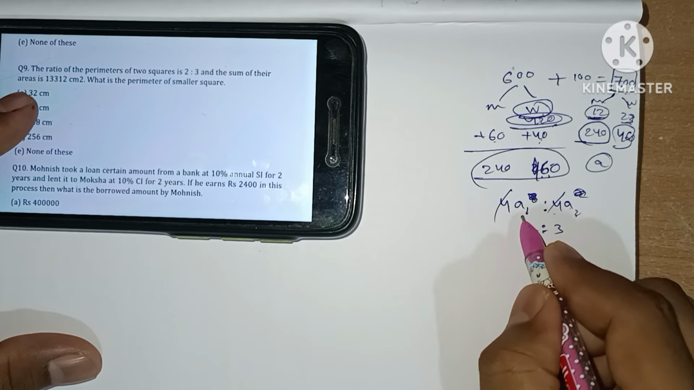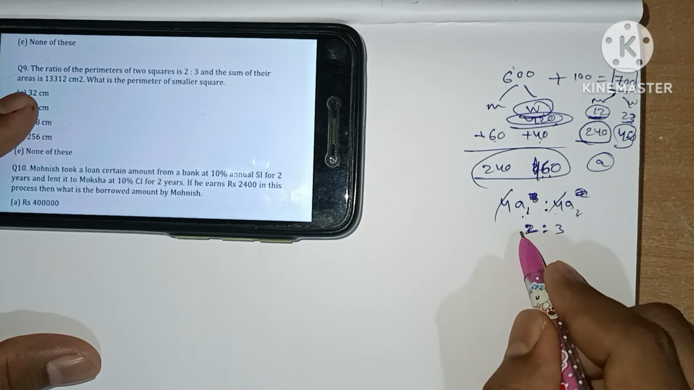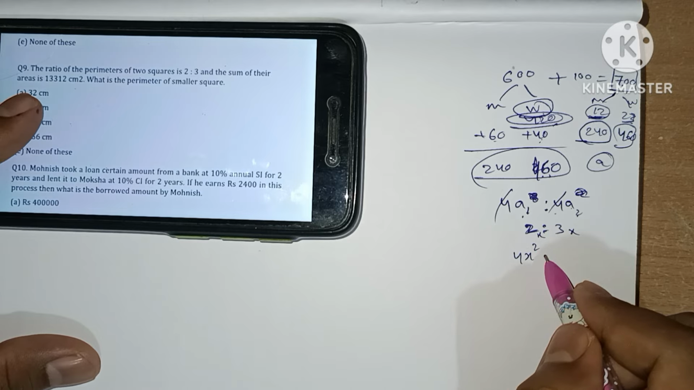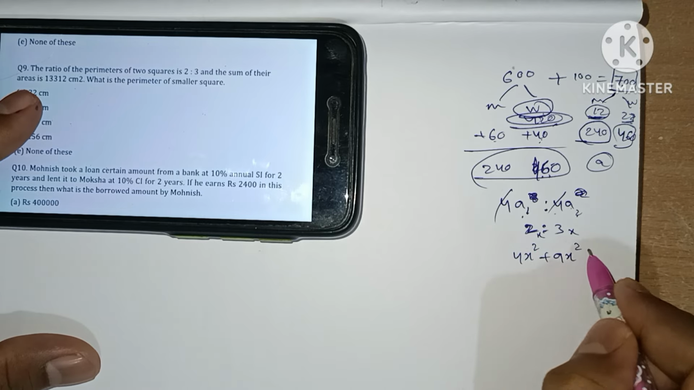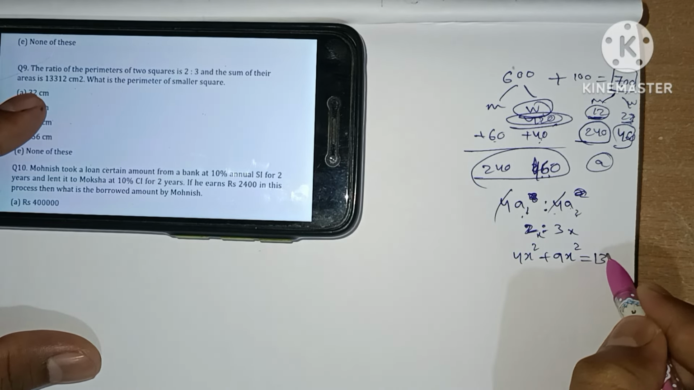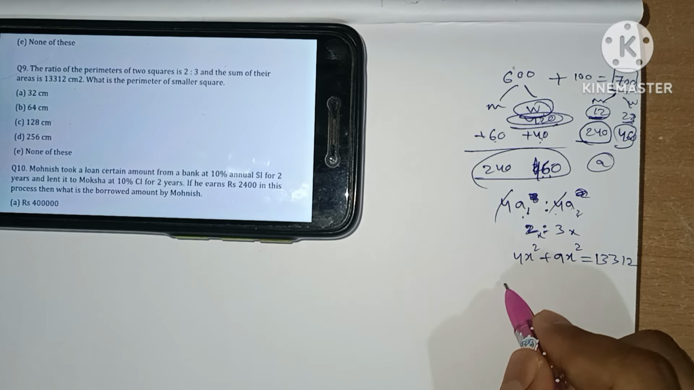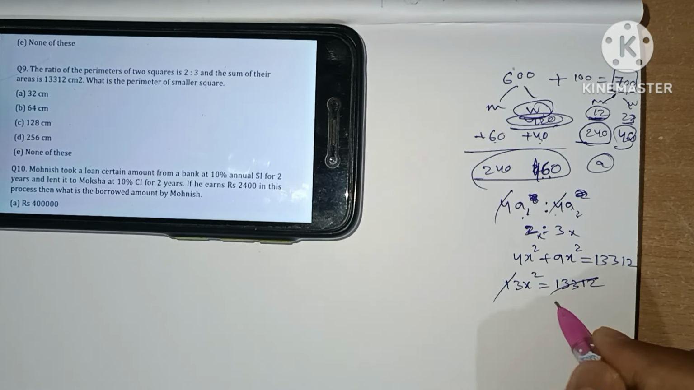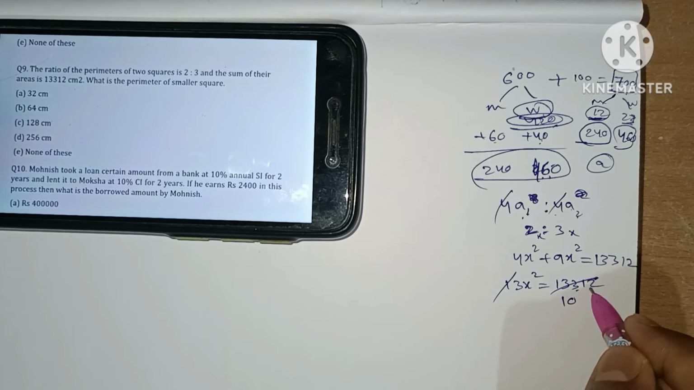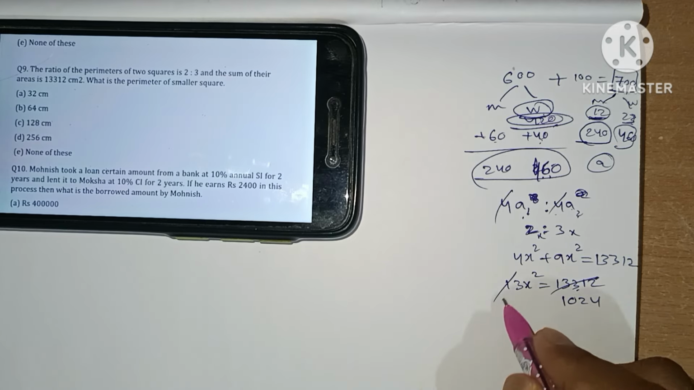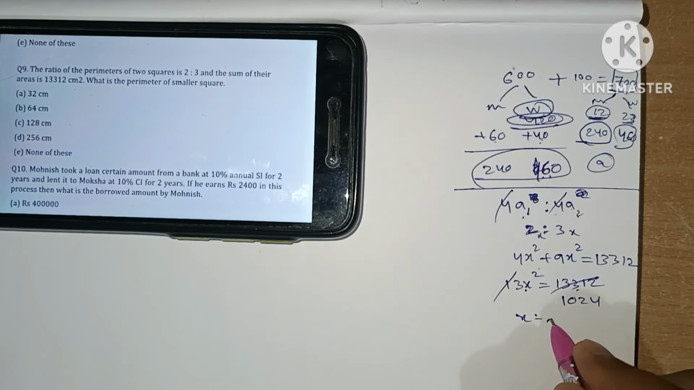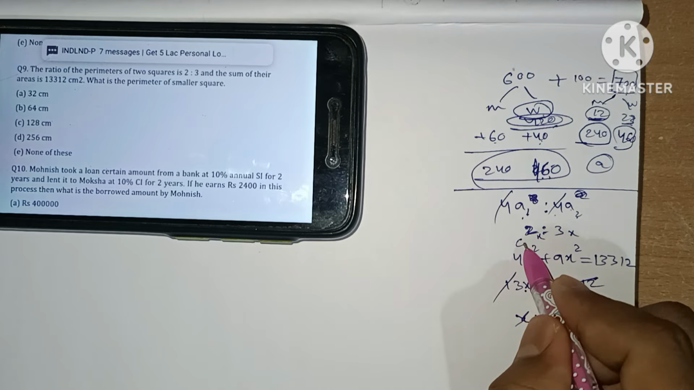Now the question says the sum of their areas. So the sum of their areas means A1 square plus A2 square. Let's take the sides as 2x and 3x. 4x square plus 9x square, the value is 13312. This is 13x square equals 13312. X square value is 1024, which means x value will be 32. So x value 32 means here we have 64 and 96.